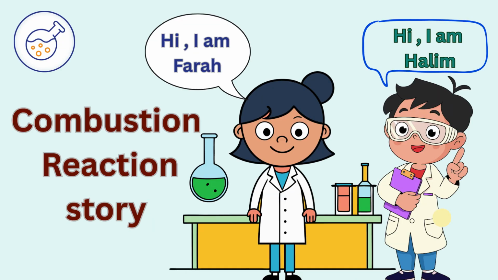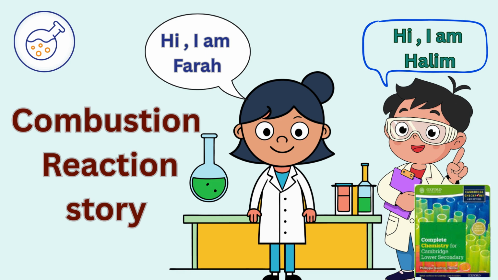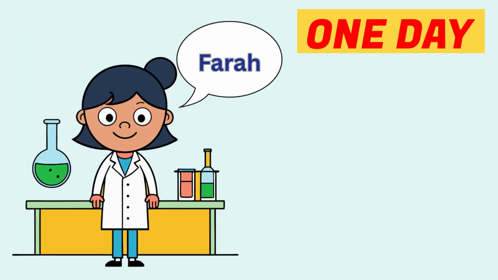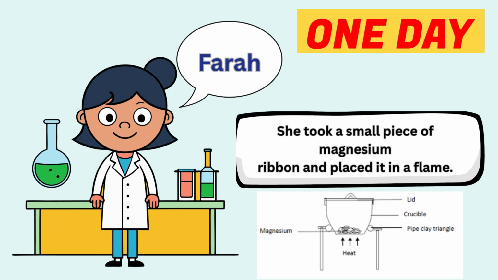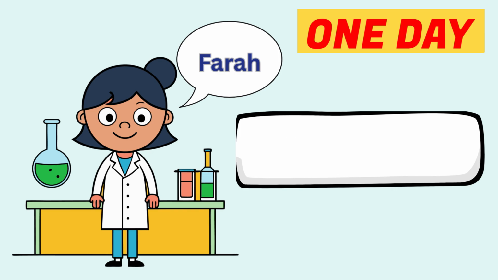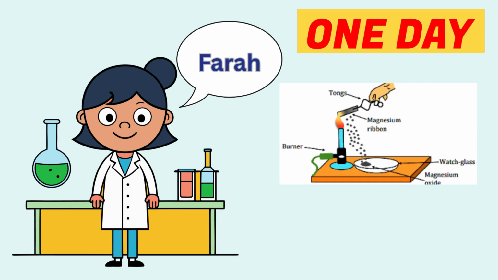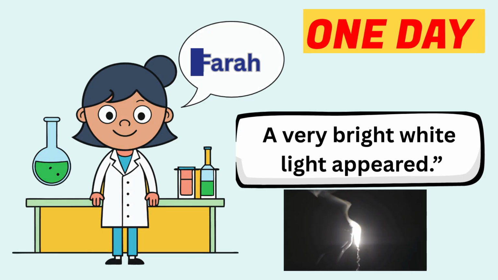Let's see some other examples of combustion which are given in your book through a story. Today I want to tell you a short science story about combustion. One day, a student named Farah was in her science laboratory. She took a small piece of magnesium ribbon and placed it in a flame. Suddenly, something surprising happened. A very bright white light appeared.